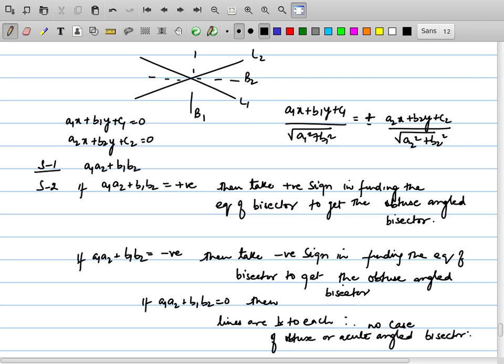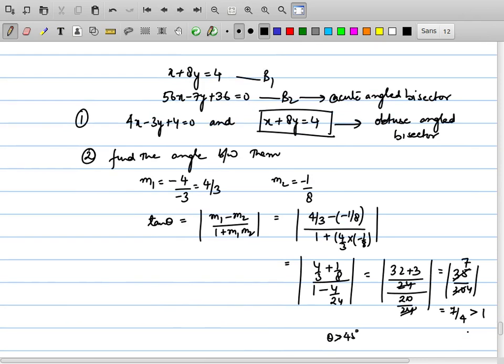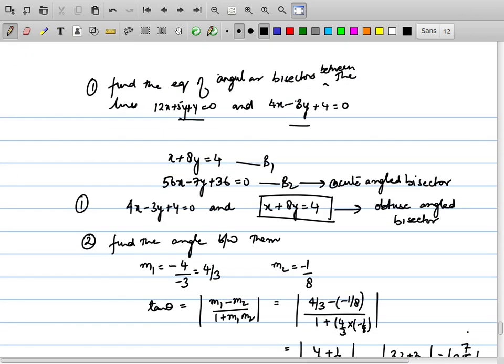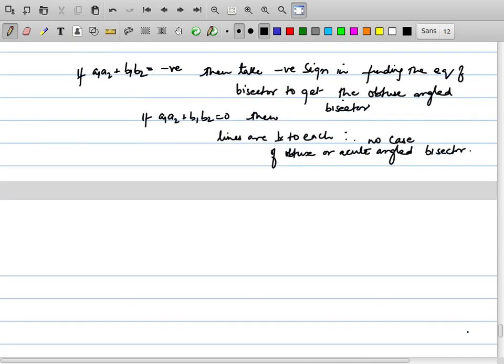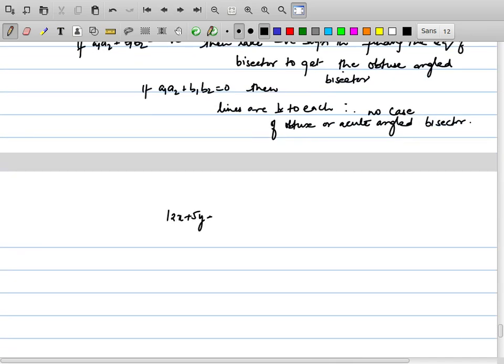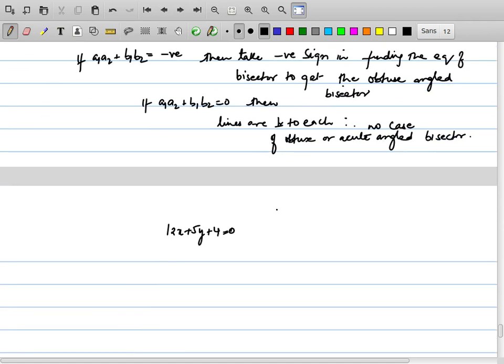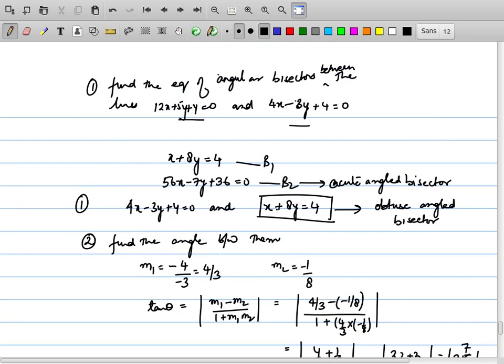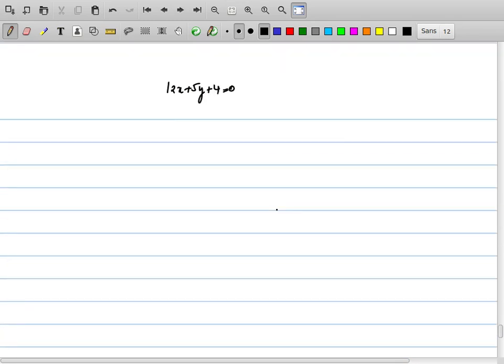Now if we continue the question that we were doing, for example this question, what were our lines? 12x plus 5y plus 4 is 0, and what was the other equation? 4x minus 3y plus 4, 4x minus 3y plus 4. These were your two equations, and we are interested in finding the acute angled and obtuse angled bisector. Now we don't have to first find the bisectors and then check by finding the angle between the line and the bisector. What we do is, we find A1 which is 12, B1 which is 5, A2 which is 4, and B2 which is minus 3.